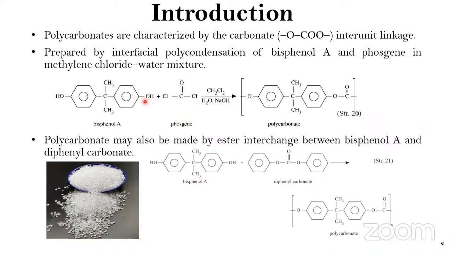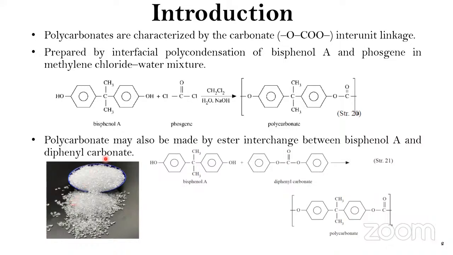Here H2O will be removed, and you will finally get polycarbonate. This is one type of condensation polymerization also. In the market, polycarbonate is basically available in the form of granules.